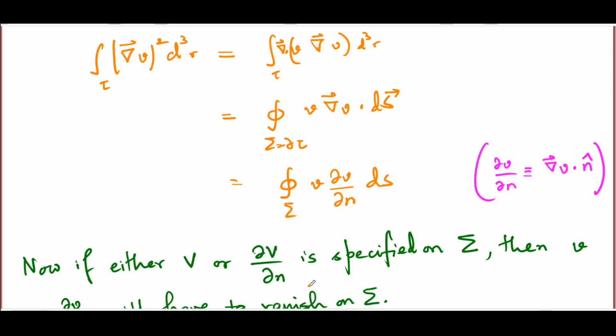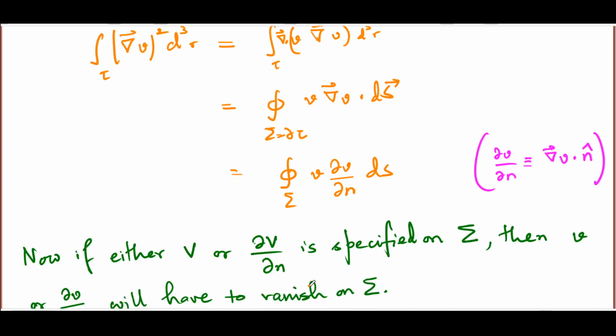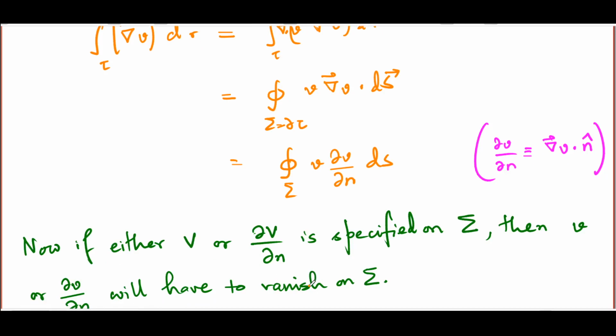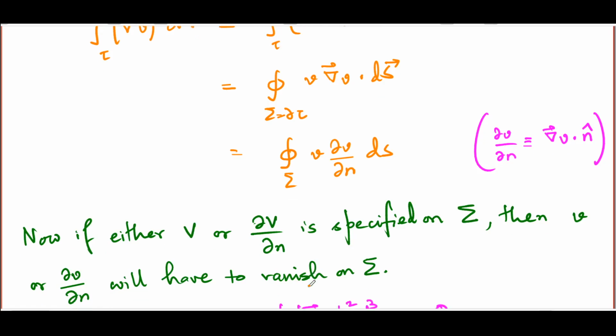But in any case, the full problem that we are dealing with is not just the Poisson equation satisfied by capital V, but also the specification of capital V or of del V del n on sigma. But if you do that, then capital V1 and capital V2 will both have to match on sigma. Or if del V del n is specified, then del capital V1 del n and del capital V2 del n will have to match on sigma. So either small v, the difference of V2 minus V1, or del small v del n, which is the difference of their normal directional derivatives, will have to vanish on sigma.